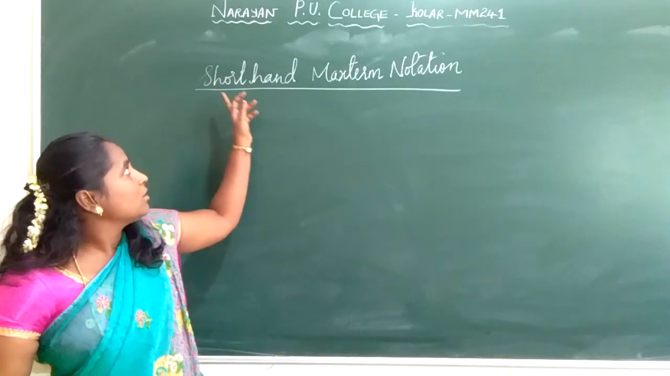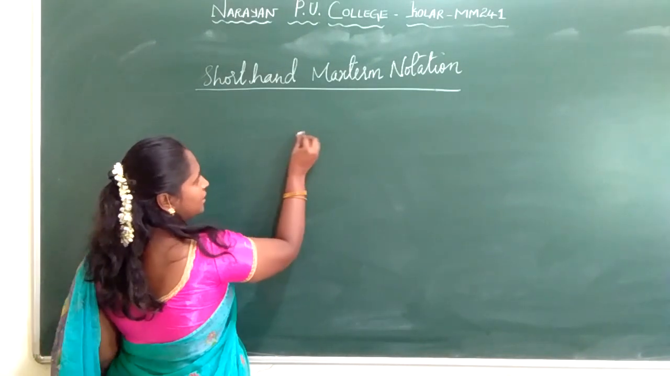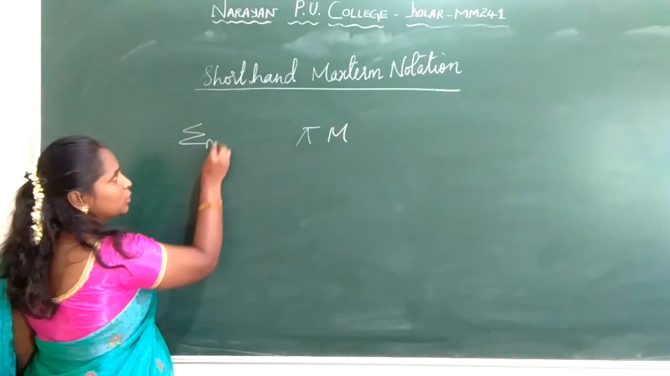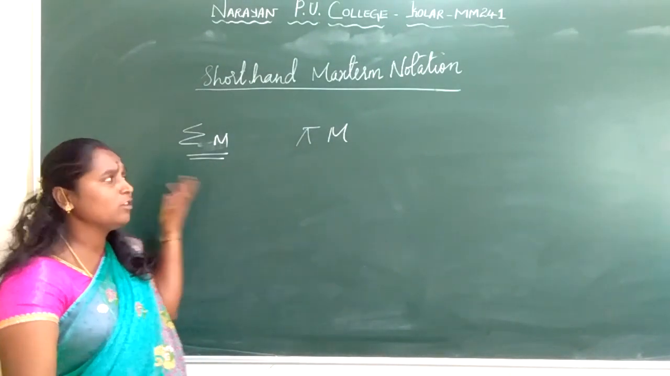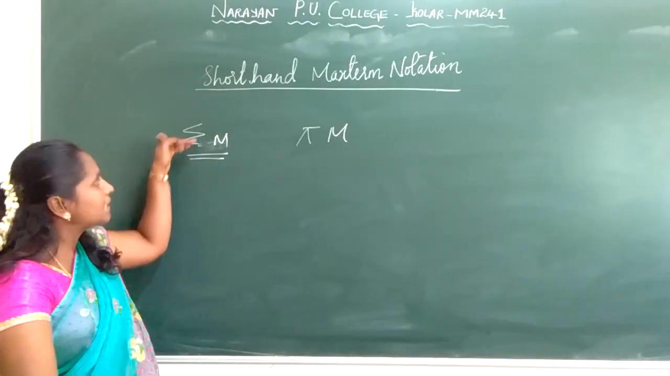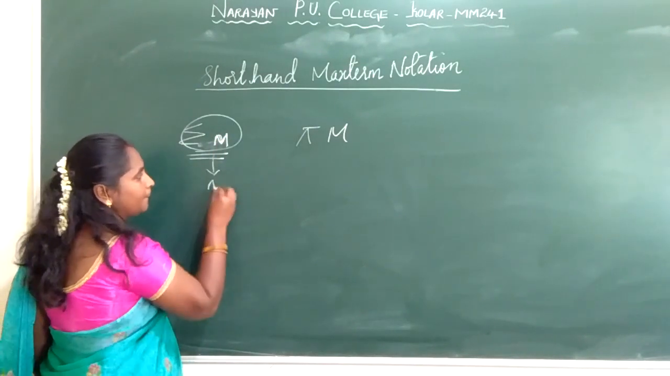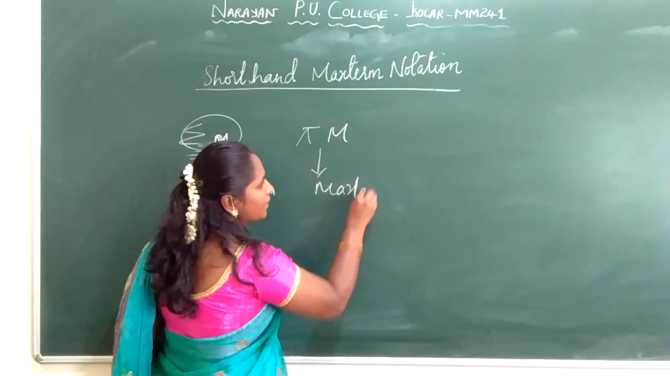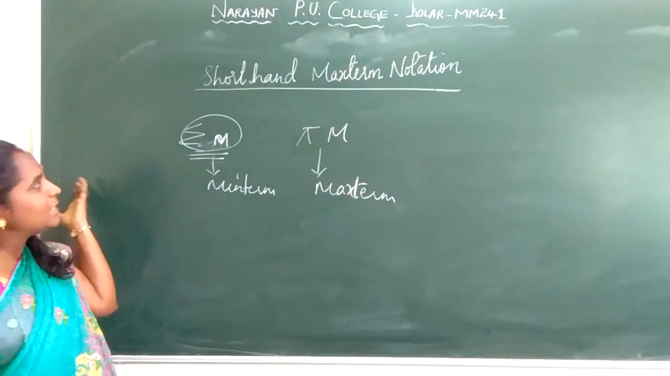Today's class we will discuss what is shorthand max term notation. I have already explained that your max term is represented by capital pi, and your min term is represented using summation with small m. That is the difference. If an expression is a function of x, y, z or x, y and is given as pi of m, you know that it is a max term. If the expression is given in summation of small m, that is nothing but your min term. This is your min term and this is your max term.